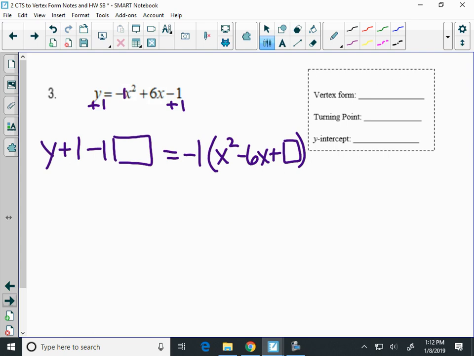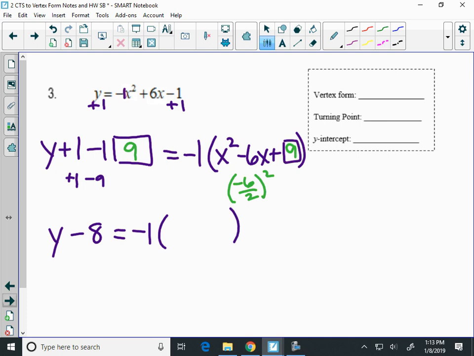Now we can fill in our boxes. So we take half of the middle number. Negative 6 divided by 2 is negative 3. Negative 3 squared is 9 here. And then we'll simplify. All right, so we have y. Well, this will give me 1 minus 9. And what's 1 minus 9? Minus 8. So y minus 8 equals negative 1. What goes in my parentheses? X minus 3 squared. This is a lot less work than the last one, right?